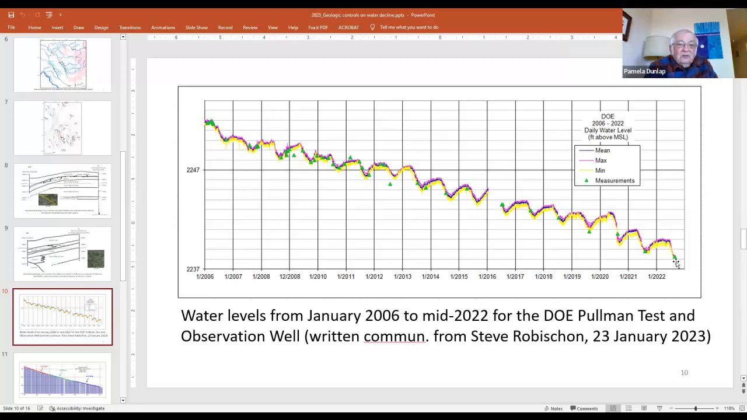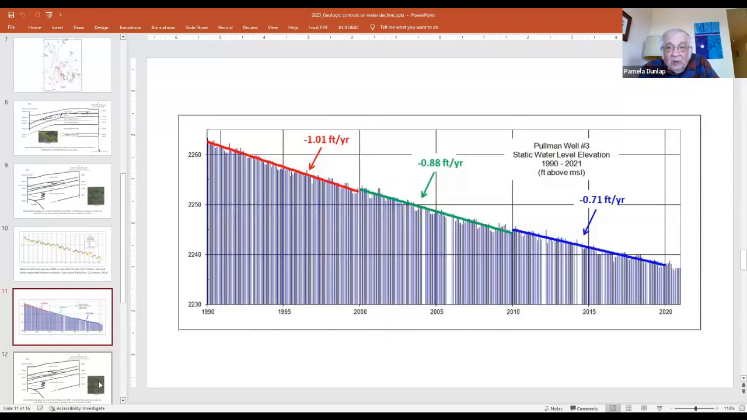And this led me to think about the fact that water usage and recharge amounts are obviously the keys to understanding water level decline, but there's a third one. And I think the third one is the geologic control that we have that's controlling the amount of decline to a certain extent. Let's look at another diagram that Steve produced. This one's on Pullman well number 3.